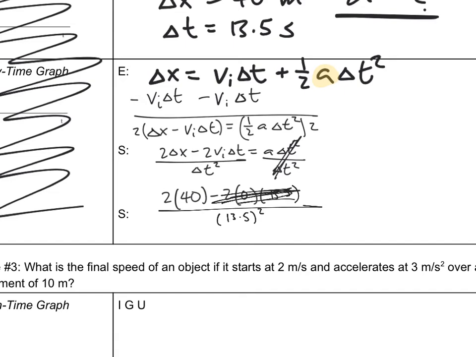You get 2 times 40 divided by 13.5 squared. Gotta whip out the calculator. 2 times 40 divided by 13.5 squared is 0.439 meters per second squared.